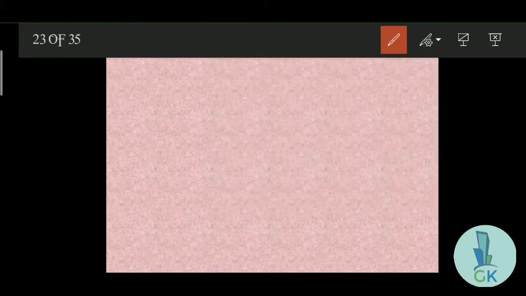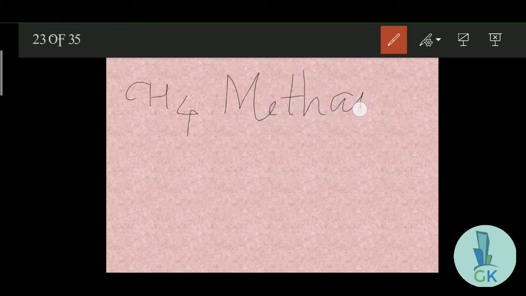Now we will see how the structures of alkanes, alkenes and alkynes are made. If you already know, that is very good. If you don't know, then please do watch. So first of all, we will start with alkanes. The first alkane we know is CH4, and it is methane. So this is CH4, methane.